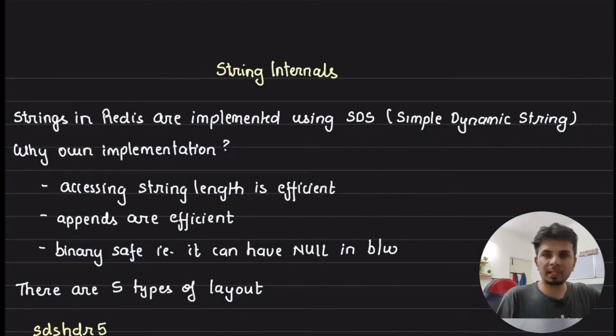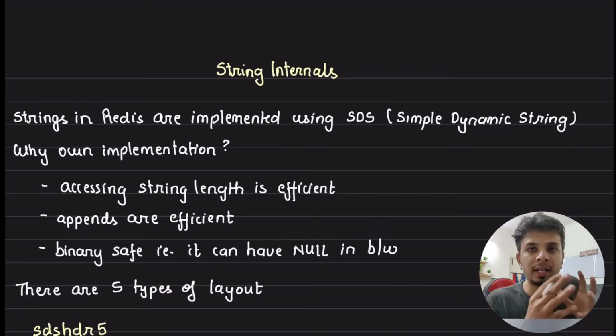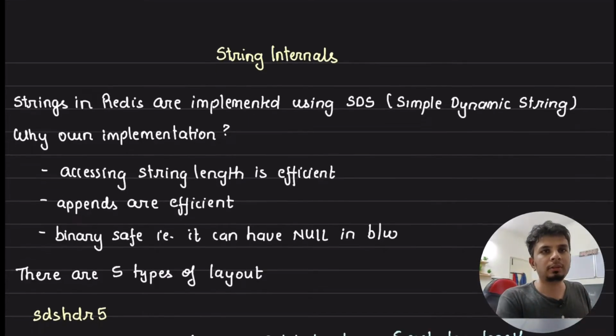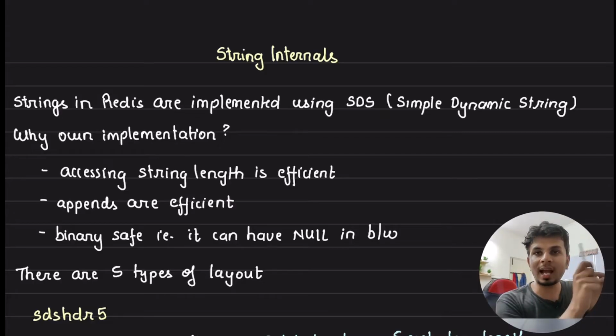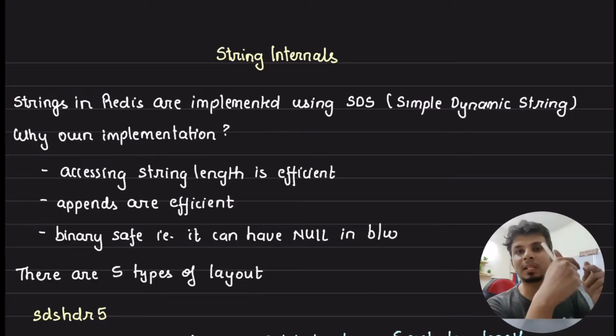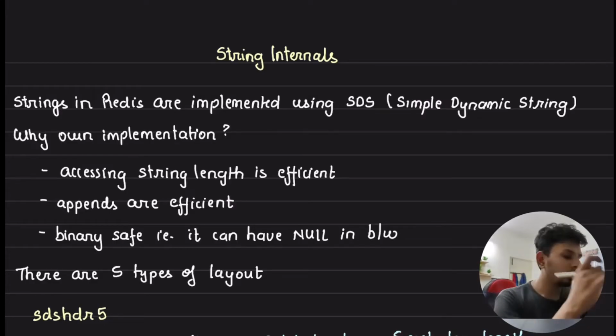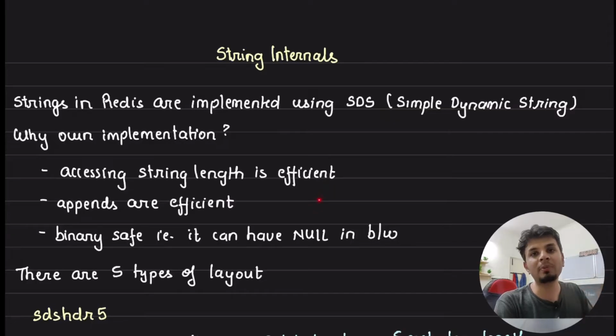Okay, so we'll start with the normal theory part where we take a look at how it is actually doing it. Strings in Redis are implemented using SDS, which is called simple dynamic string. And why do they have to write their own implementation? Because number one, recall when you would want to compute the length of the string, you used to literally iterate byte by byte until you hit \0, and then you would do count++, and that was the length that you had. You don't want to do that, because computing the length again and again, you would do a complete iteration again and again. That's very slow. You don't want to do that.